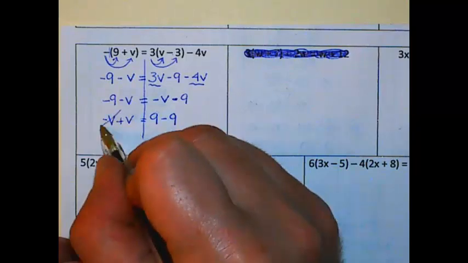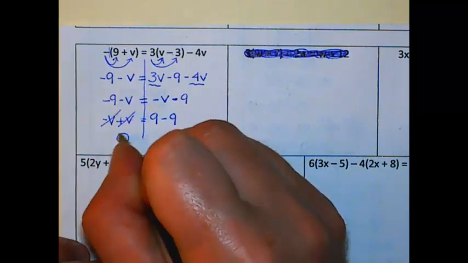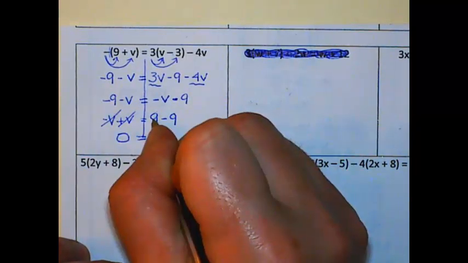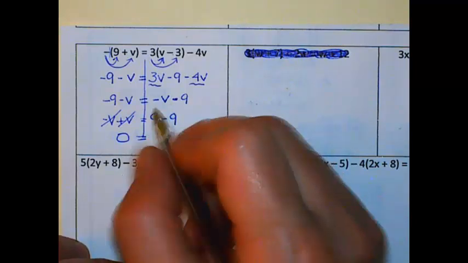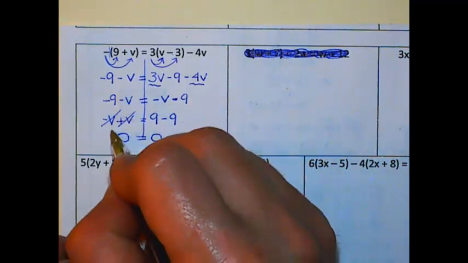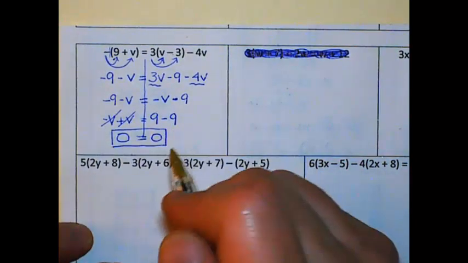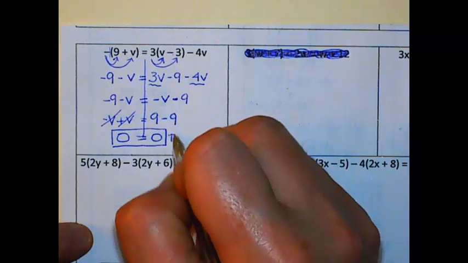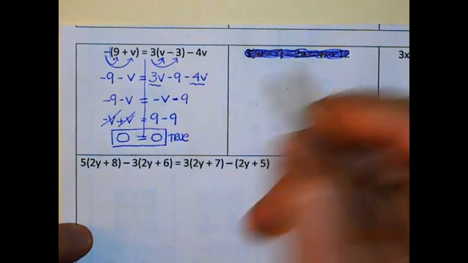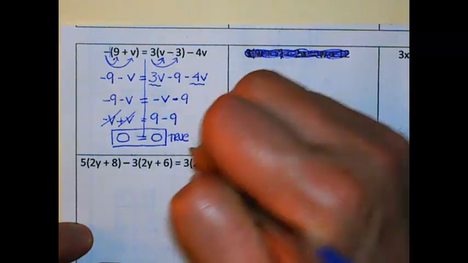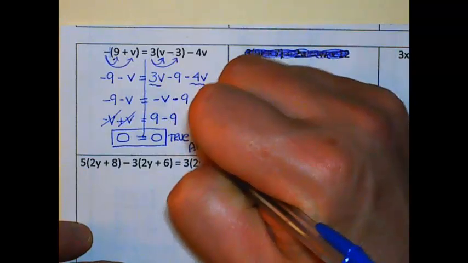Negative v plus v cancels. You're left with 0. And on this side you have 9 minus 9 is 0. So again, the letter disappears. You're left with a statement. But in this case, this statement is true. 0 equals 0. So what are you going to write? You're going to write all real numbers.